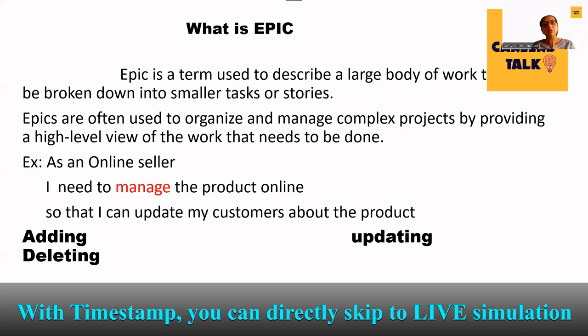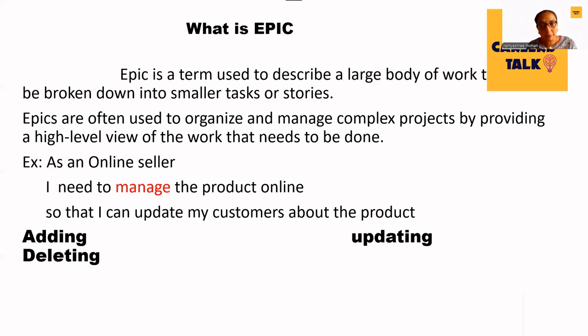So epic is a term used to describe a large body of work that can be broken down into smaller tasks or stories. Basically, epics are used to organize large complex projects by providing a very high level view so that we can know what work needs to be done. It is very important first to provide the surface level data, like setting the direction. This is the direction that you need to go. And how to go there is all about features and user stories.